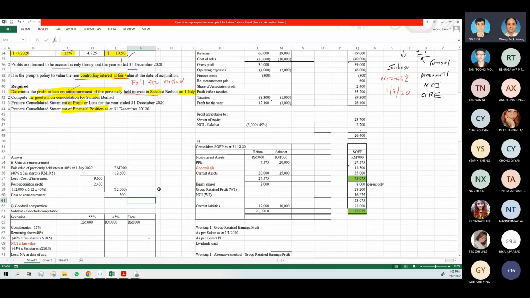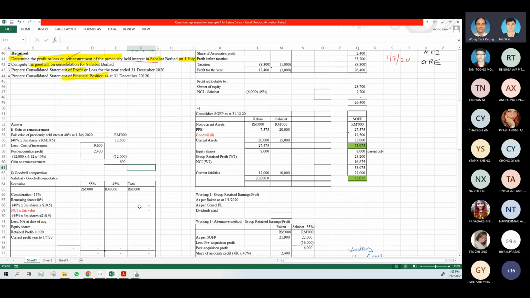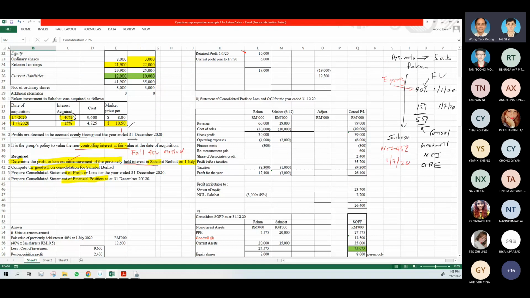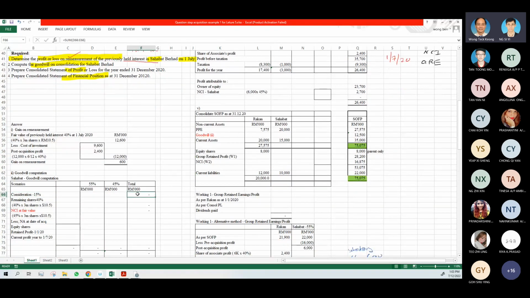Okay, so this is when an associate becomes a subsidiary, type 2. Okay. So this one is more complicated because you must know how to consol associate, how to consol subsidiary. So more complicated. You have to compute the remeasurement gain of previously held share. So for the goodwill computation, they pay 15% consideration. So they pay 4,725 as per question here.